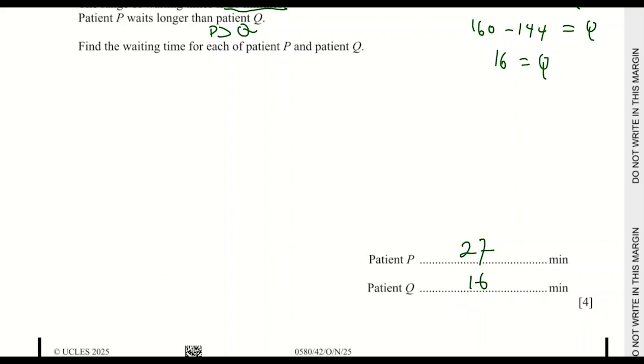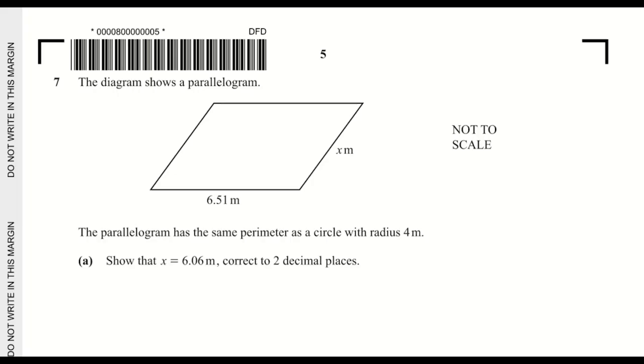So let's go to the next question. Question 7. The diagram shows a parallelogram. The parallelogram has the same perimeter as a circle with radius 4 meters. So it means the perimeter of the parallelogram, let's say P, equals the circumference of the circle, let's say C, right?